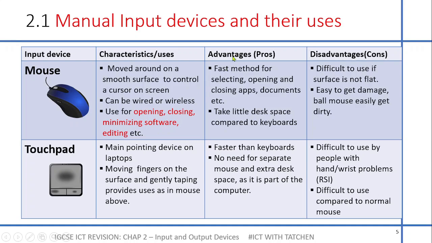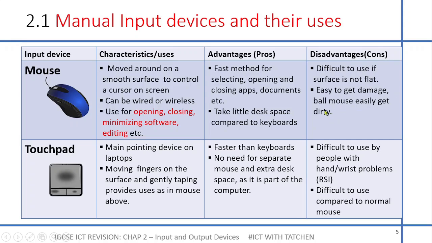Now, what are the advantages of a mouse? Firstly, it's a fast method for selecting, opening, or closing apps. It can take up little desk space compared to the keyboard. Disadvantages, we have difficulty to use if the surface is not flat, yes. And then we have easy to get damaged. Ball mouse easy to get dirty.